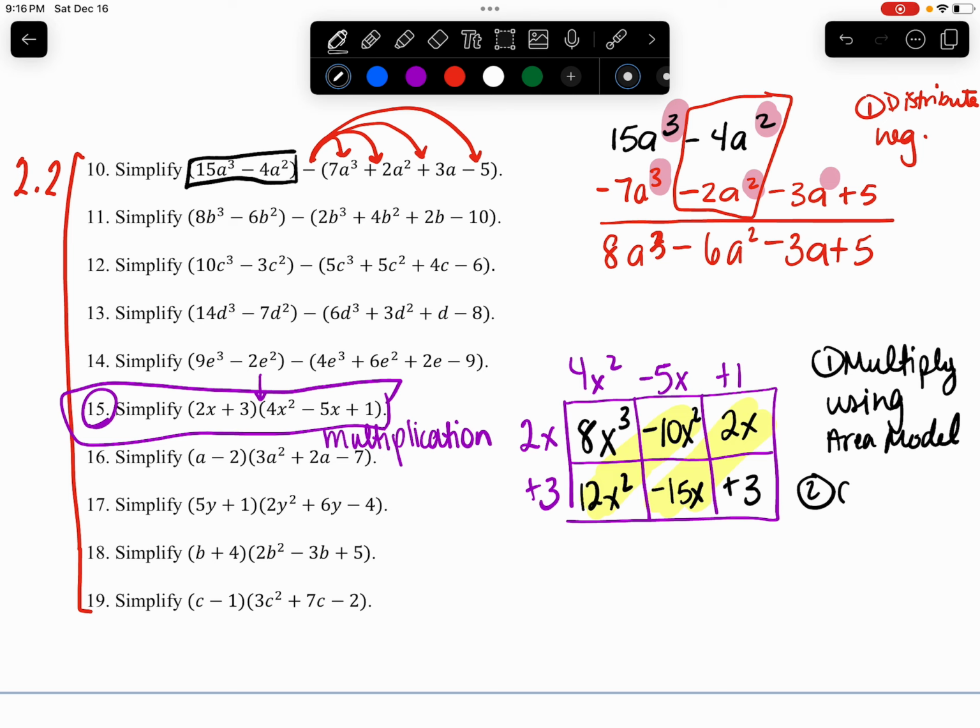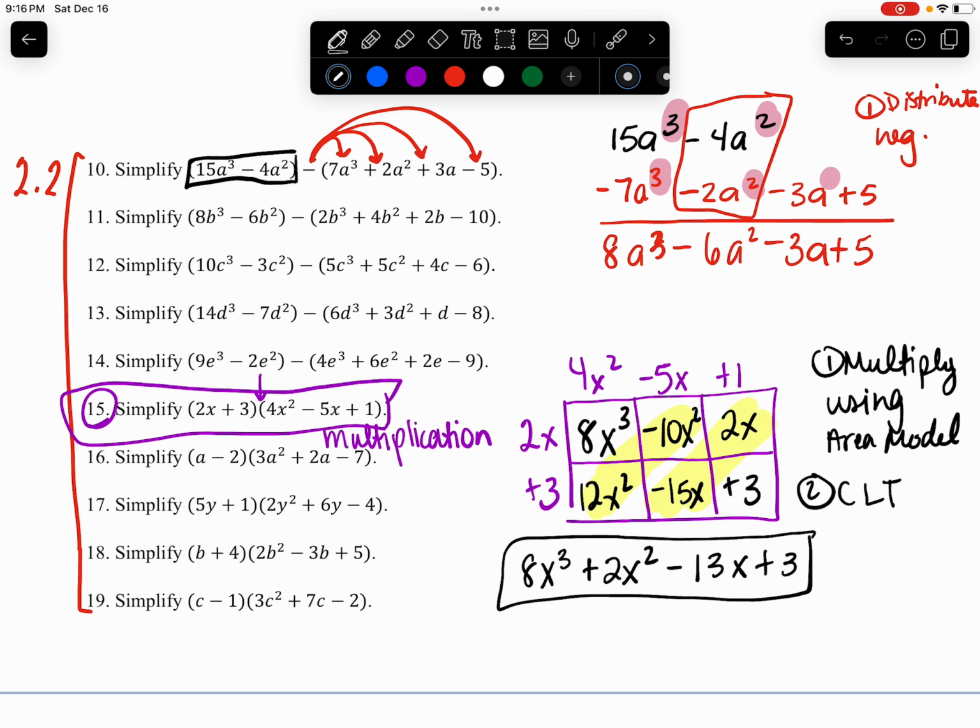Number 2 is to combine like terms. So that's 8x cubed. 12 minus 10 is 2x squared. Negative 15 plus 2, that's negative 13x plus 3. So that is your solution.